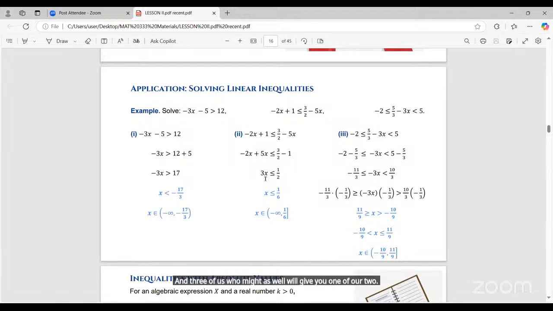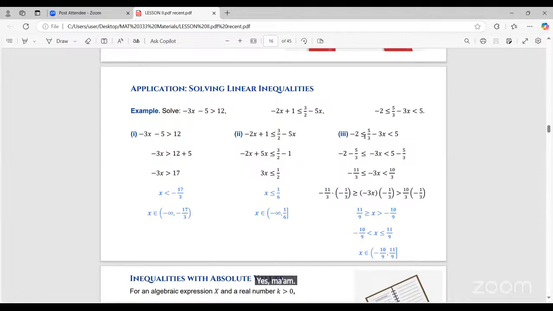So our x will be what? If we divide both sides by 3, we'll have x less than or equal to 1/6. Now, it is less than or equal to. That means it is closed on what? It is closed on 1/6 and open on minus infinity. Is it clear? Yes, ma'am, it is clear.